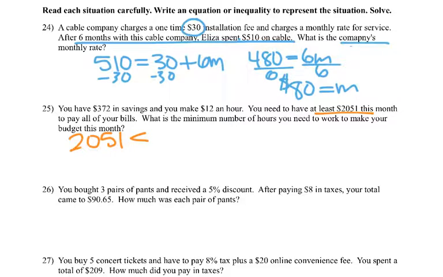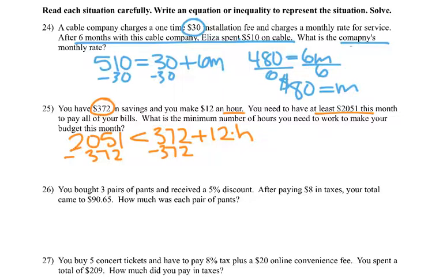So here's an inequality. I go 2,051 is less than... Now I already have 372 in there. Hopefully I'm going to make enough that I don't have to use that, but if I didn't, I have that, and I add to it the $12 I make per hour. So hours is how much I need to see how many I make, so I go 12 times h, because 12 is what's going to change. So then I subtract by 372 here.